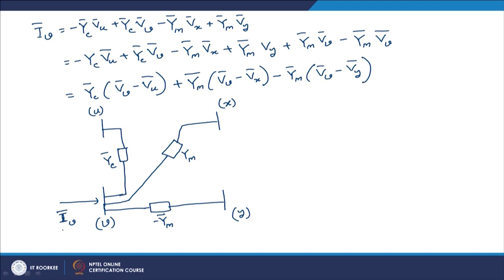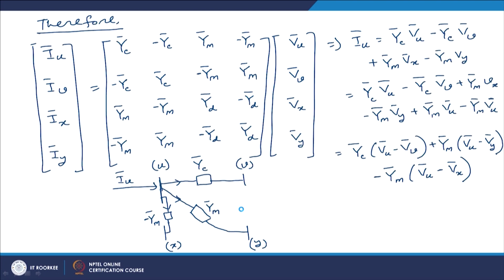Therefore, this injected current is constituted of this current plus this current plus this current. This first current is Yc into Vv minus Vu, that is this current. The second current is Ym into Vv minus Vx, that is this current, and the third current is minus Ym into Vv minus Vy. So, this is the second equivalent circuit.